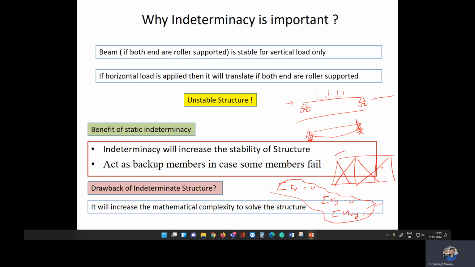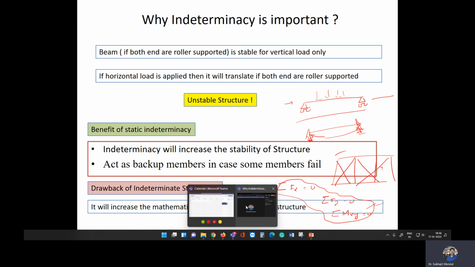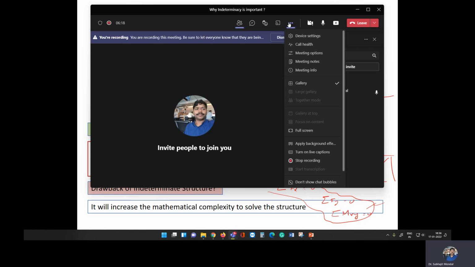I hope you got some idea what indeterminacy is, how indeterminacy helps us, and what the drawback is if we have an indeterminate structure. I hope you get some idea.